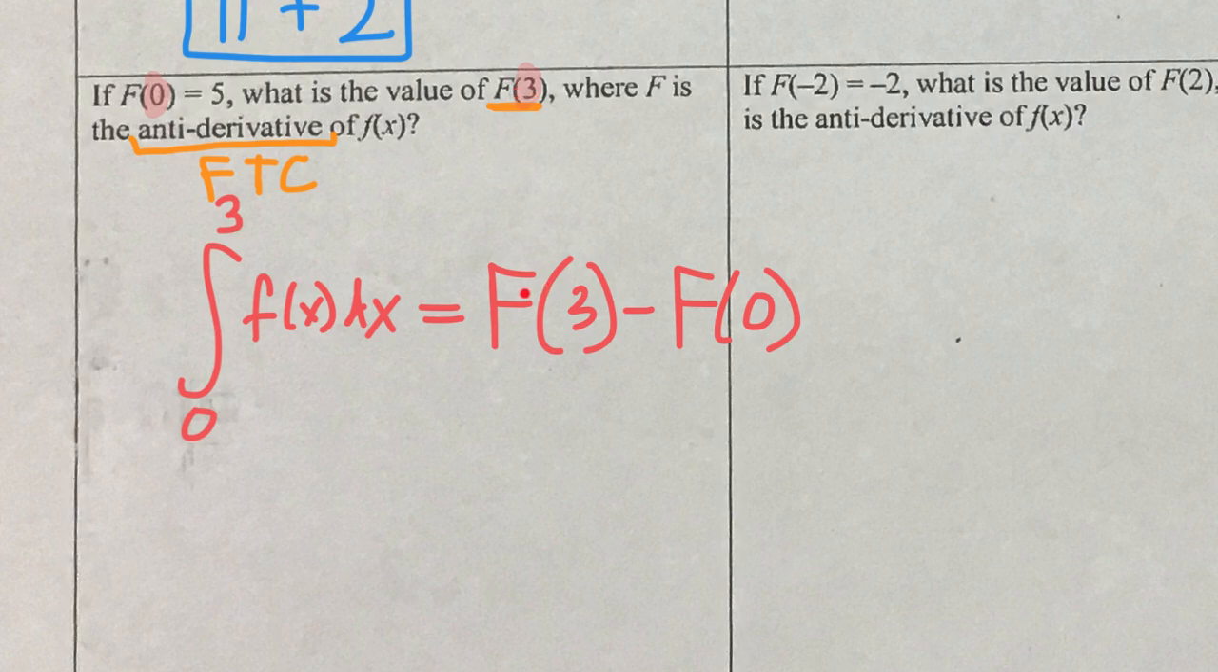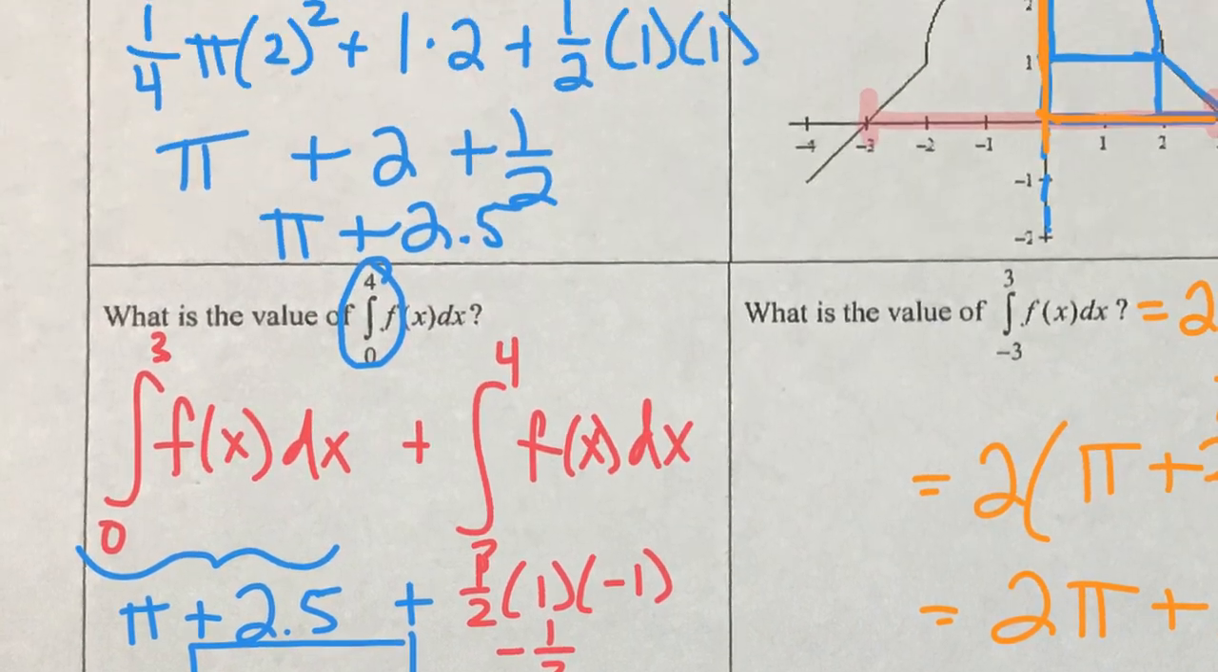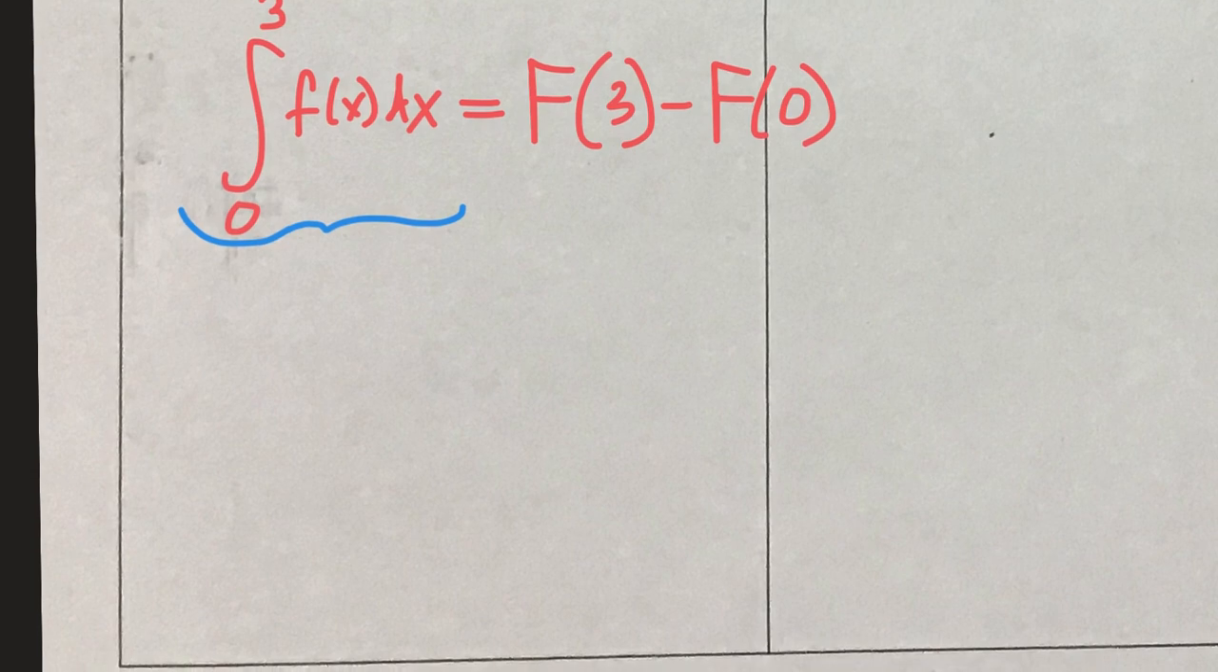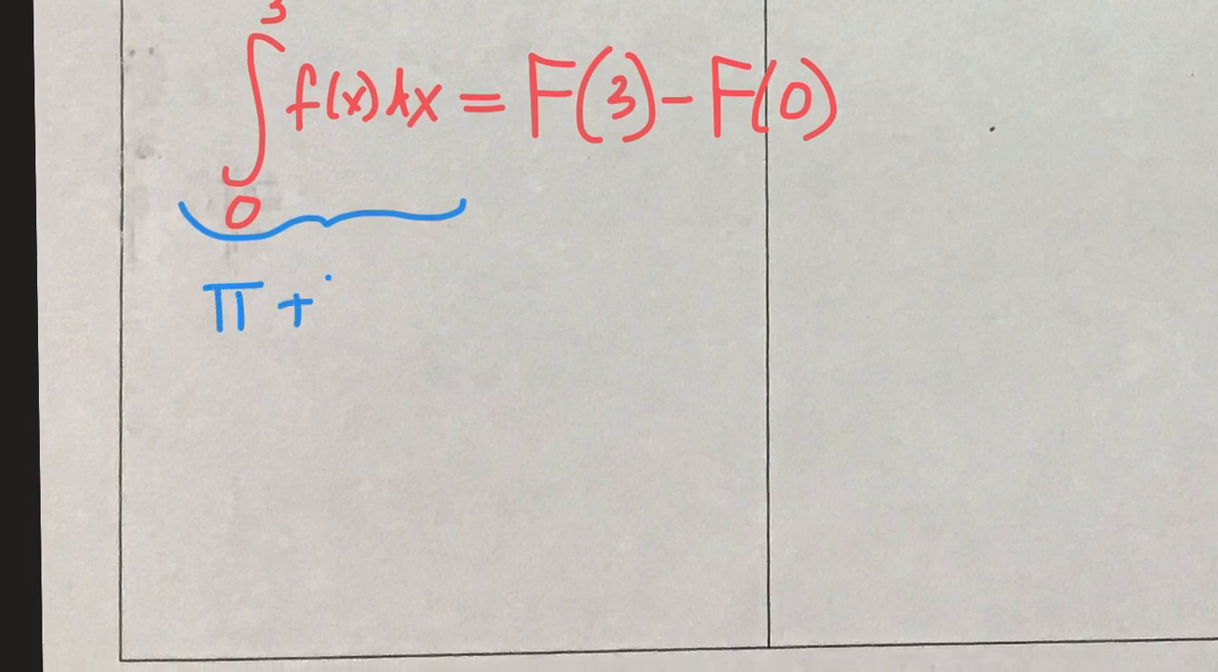I want to find F of 3. Here I have that as a "variable." I know F of 0 because they told it to me in the beginning of the problem. And now I just have to figure out what the area under the curve was from 0 to 3. I believe I've already done that in part 1. From 0 to 3, the area is pi plus 2.5. So this is pi plus 2.5.